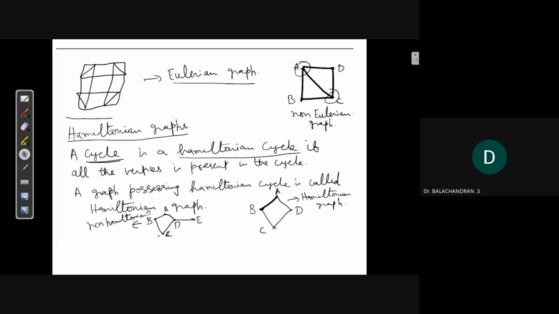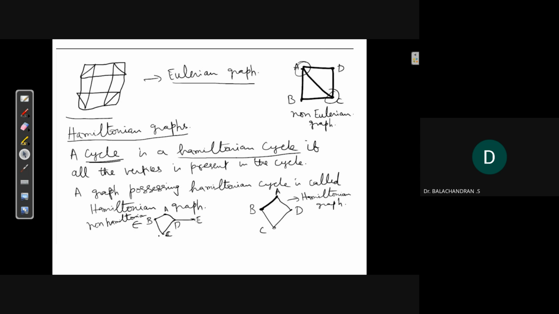So here look at this graph. Okay, this is a Hamiltonian graph. Why? Because if we go like this, like this, like this, it covers what? All the vertices, A to B, B to C, C to D, D to A. So it's a cycle. All the vertices are present in the cycle. That's why this is what? Hamiltonian graph. This is not a Hamiltonian graph.